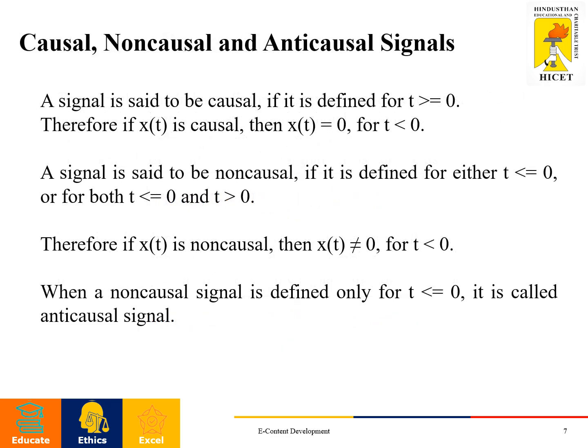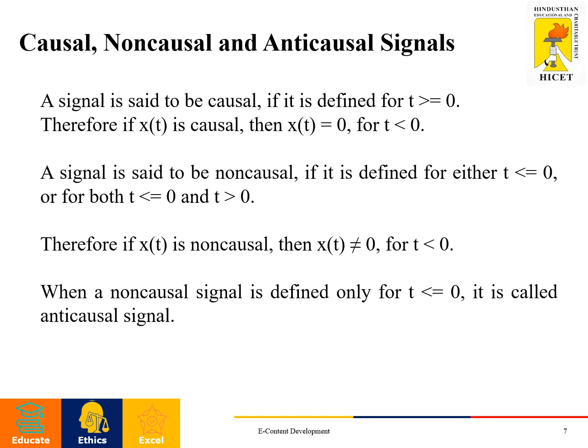In the last classification, causal, non-causal and anticausal signals. A signal is said to be causal if it is defined for t greater than or equal to 0. Therefore, if x of t is causal, then x of t equal to 0 for t less than 0. So this is the condition for a causal signal.